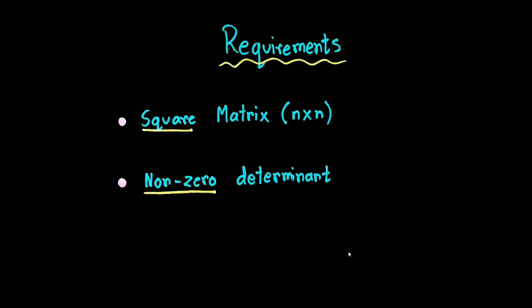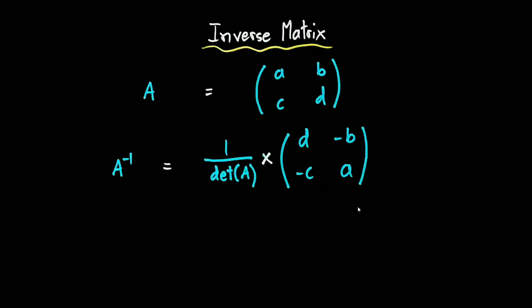So now let's look at the formula for the inverse of a matrix. For 2 by 2 matrices, the formula of the inverse matrix is this.